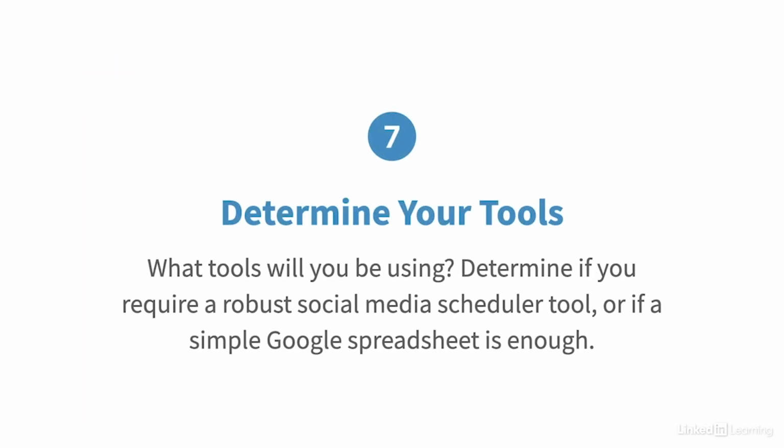Now, you'll need to determine the tools that you want to use. You heard me talk about Fiverr, Upwork, Hootsuite. So what tools will you be using? Do you really require a robust social media scheduler tool with a ton of analytic dashboards? Or does a simple Google spreadsheet do exactly what you need? There is no right or wrong here. And if you're not sure, I recommend erring on the side of simple. Start with a Google spreadsheet. And if you start needing something a bit more sophisticated, then move in that direction.